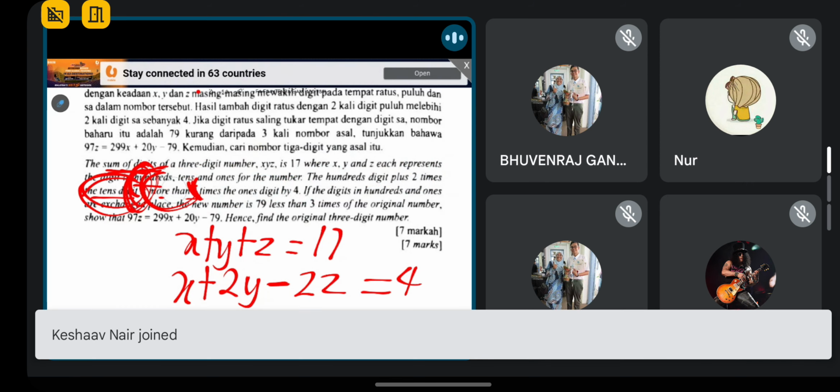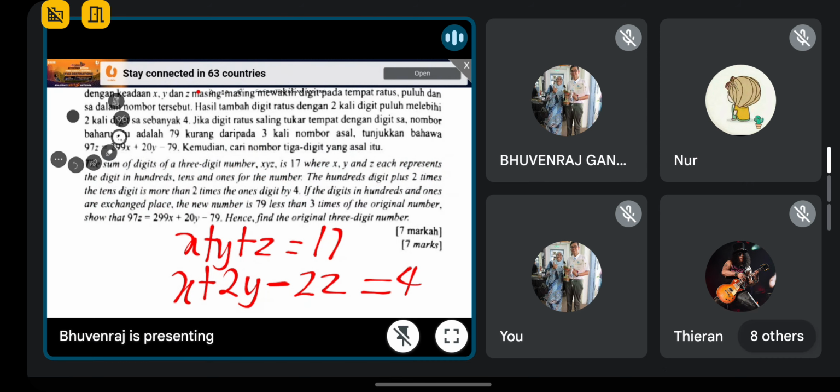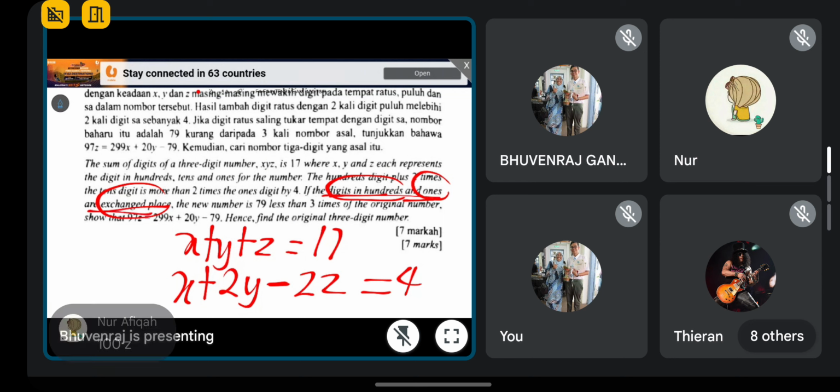Okay, so for your third one also a long statement, but you use the same method I say. So you see this one. If the digit in 100 and 1 are exchange place. Okay, stop. Digit in hundreds and ones exchange place. Okay, so can you tell me guys what is the new 3-digit number now? Apa nombor 3 digit baru sekarang based on this statement? 3-digit number, Afika. Guna yang ni balik. Hundreds and ones exchange place.